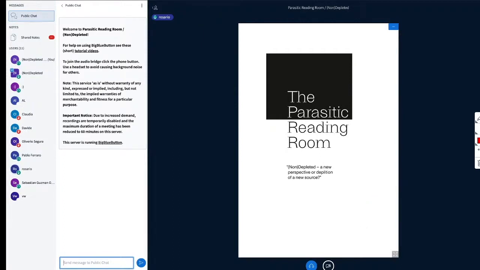We have a public chat, and we have shared notes. In the shared notes, you can access the reader. This reader has been composed together with the curators of the exhibitions and the artists taking part in Non-Depleted. And basically, there are fragments of text that resonated with the topic of the exhibition. Go through it and find a fragment of text that you would like to read aloud. And that is what we will exercise today, reading together and reading aloud. Let's start.